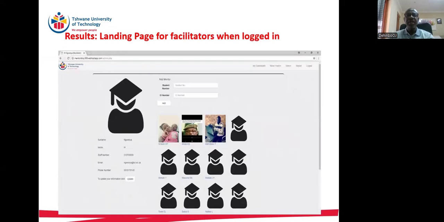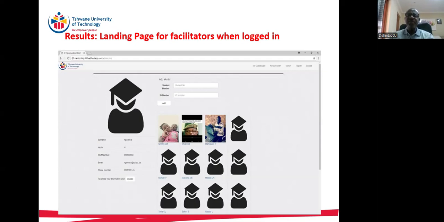And as I mentioned earlier, there are three major users: the mentees or the students, the mentors or the lecturers, and the facilitators representing the university management positions. So what each of these categories sees depends on their role in the system.